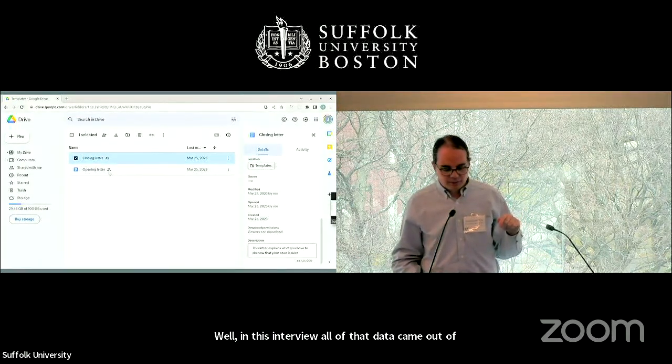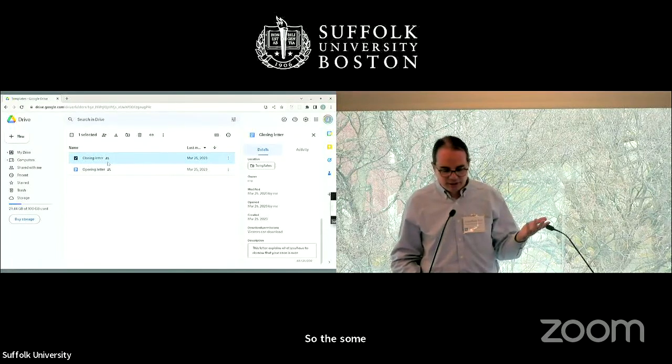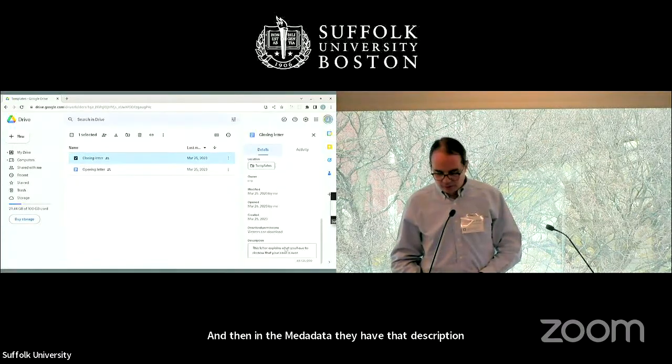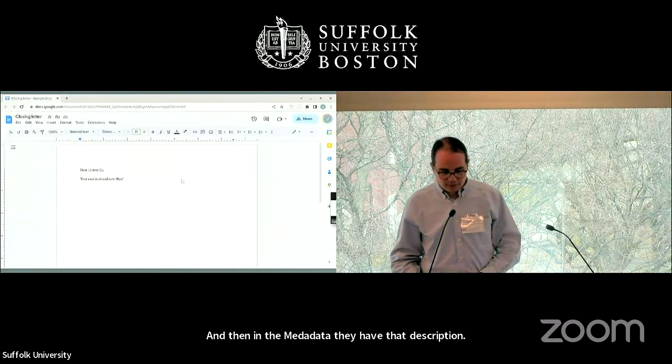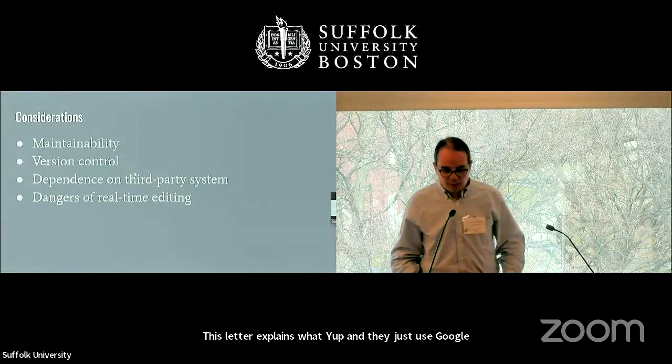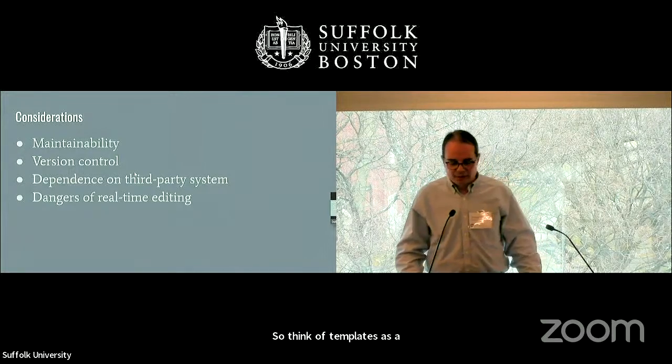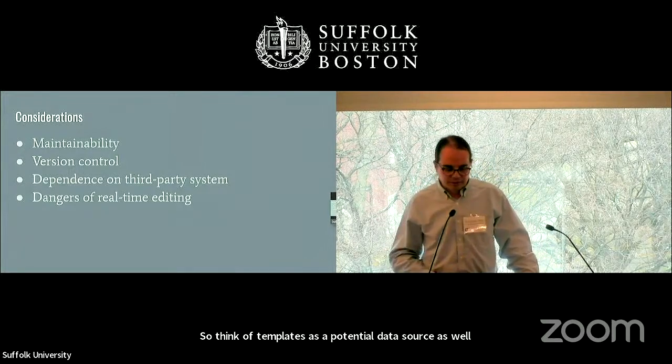So some advocate could maintain a Google Drive folder with a variety of Google Docs that they want to assemble. And then in the metadata, they have that description: this letter explains what you have to do. They just use Google Docs to write their template. So think of templates as a potential data source, as well as questions and also things like lists of courts.